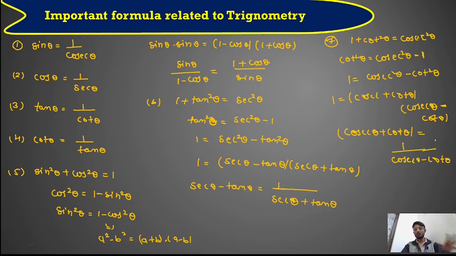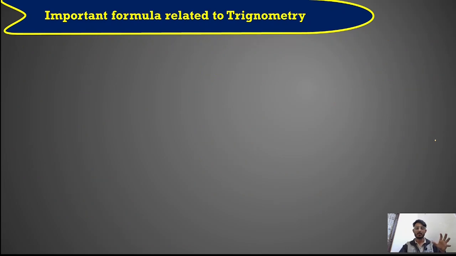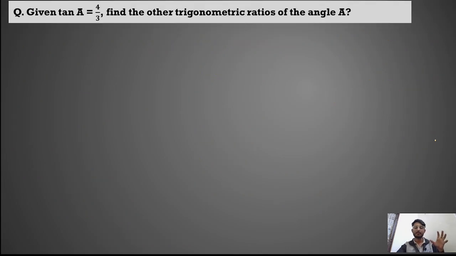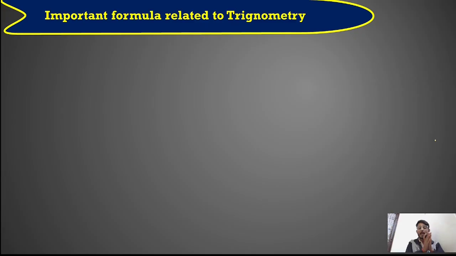Okay, so let's now discuss important formulas related to trigonometry. We have already discussed important formulas related to trigonometry. Now we will talk about how you can find the value of any trigonometric function at any angle. It means how you can find the value of sin 0, sin 30, sin 45, sin 60 and sin 90. To find this kind of value you have to learn about a trigonometric table.